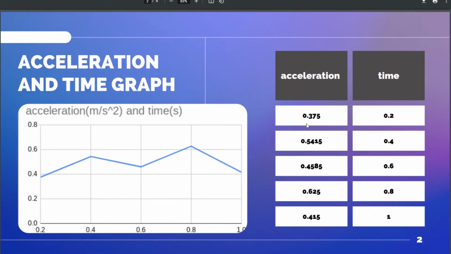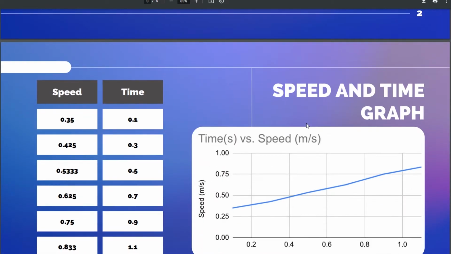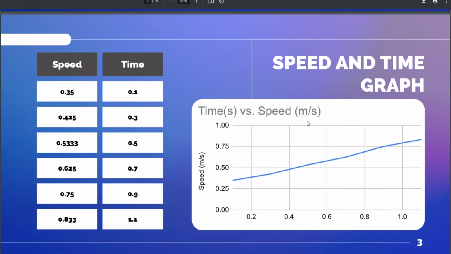Secondly, the speed time graph. We can see here that the speed is increasing constantly over time, which is like I said before in the hypothesis, because of the constant acceleration that I mentioned before on the last graph.